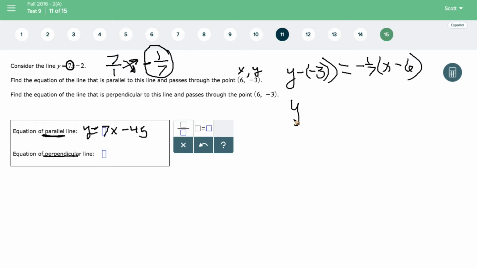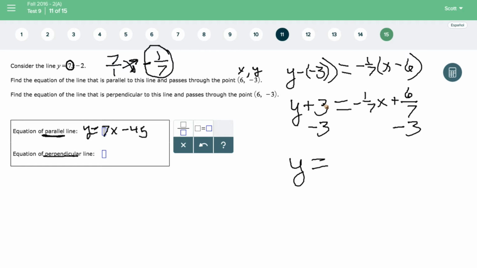And that gives me y plus 3, because minus a negative, equals negative 1 over 7x, and negative 1/7 times negative 6 is positive 6 over 7. And again, use a calculator if you don't get fractions very much. And then minus 3, y equals, the 3's cancel out, negative 1/7 x, and 3 turned into sevenths would be negative 21 over 7. So 6 minus 21. I'll make sure I'm doing this one right.